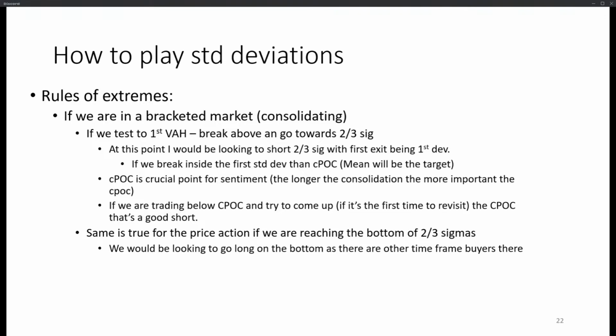CPOC on a longer consolidation. The longer the consolidation, guys, the more important it is for sentiment. I mean, it really, really is, like, hey, are we bullish or bearish? Above CPOC, simply start targeting the first sig, second sig, and third sig if you're long from CPOC, and your position size should be decreasing as you're approaching the upper standard deviations. Does that make sense? Can everybody visualize it?